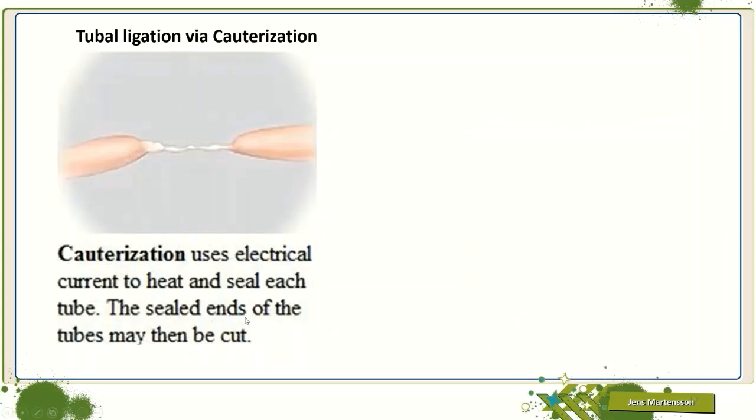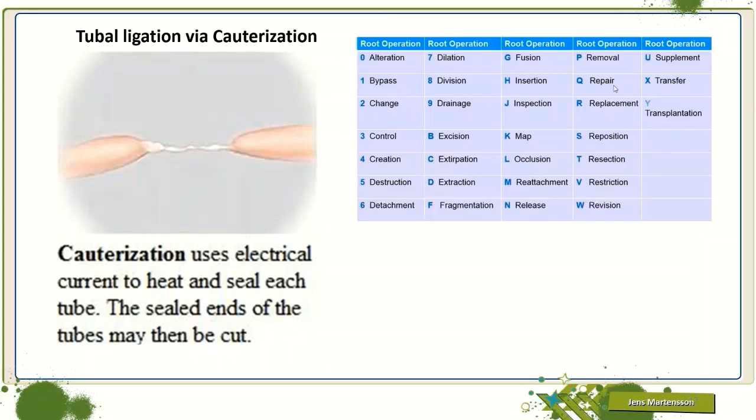So here are our root operations. These are some of the ones that I've seen: destruction, fusion, occlusion, restriction, bypass, division. So that's pretty much what I've seen. But these are the 4 that we're going to study. These are the 4 that are in the running, and we're going to study them according to their objective.